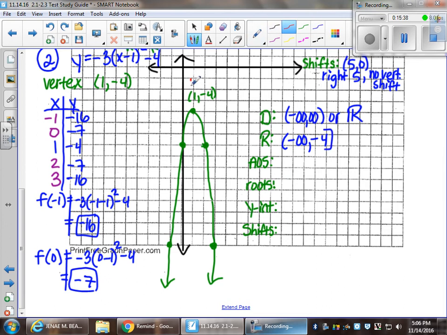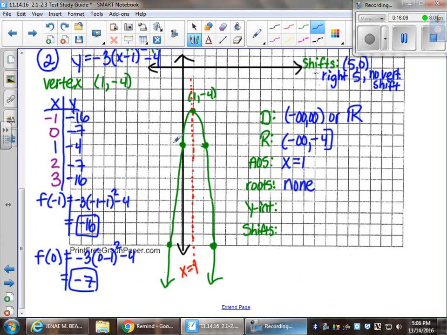Axis of symmetry, remember, is that invisible vertical line that cuts right down the middle, all the way down. Its equation is the x value of the vertex. So that would be x equals 1. Axis of symmetry, x equals 1. Roots, we have none. So this graph is shifted down and is opening down. It will never cross the x-axis. None.